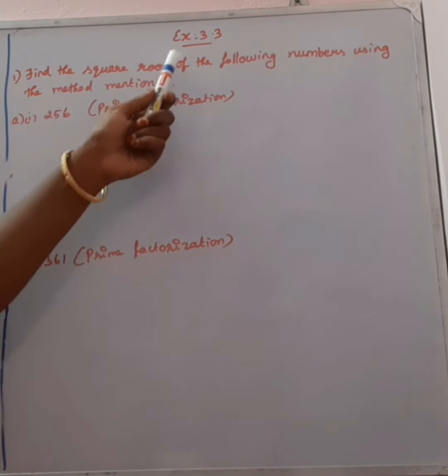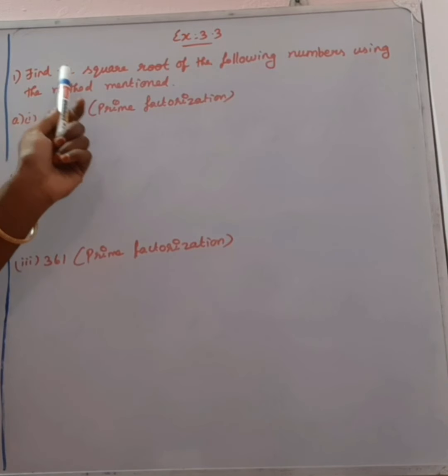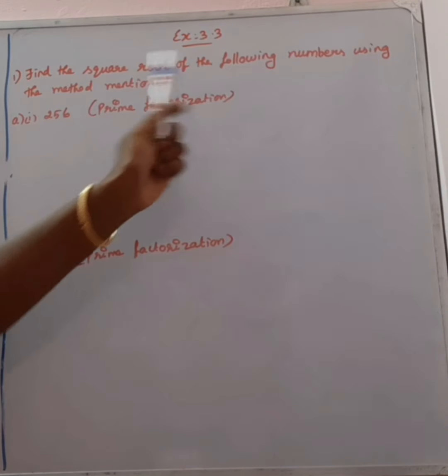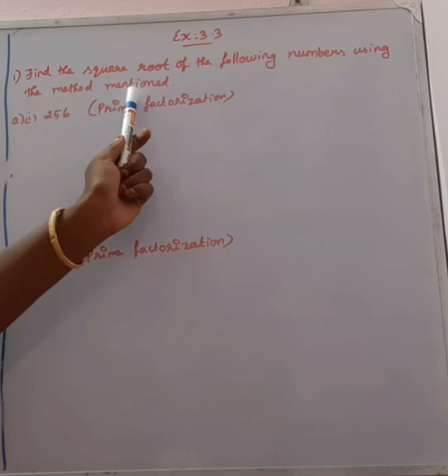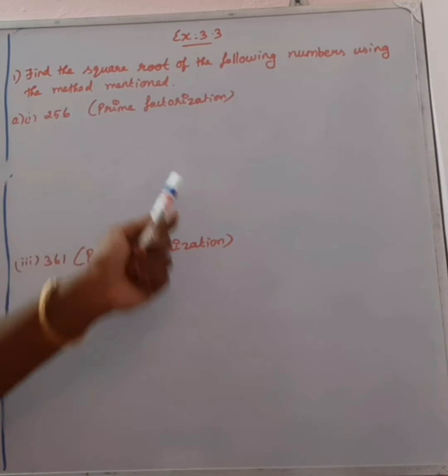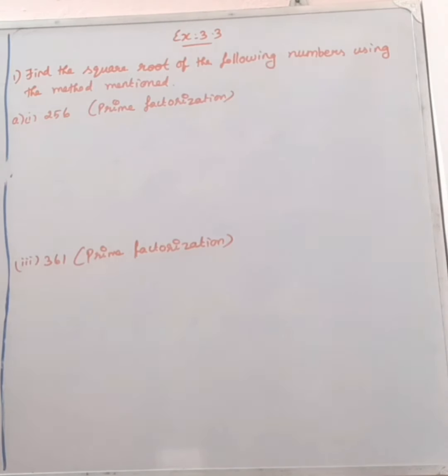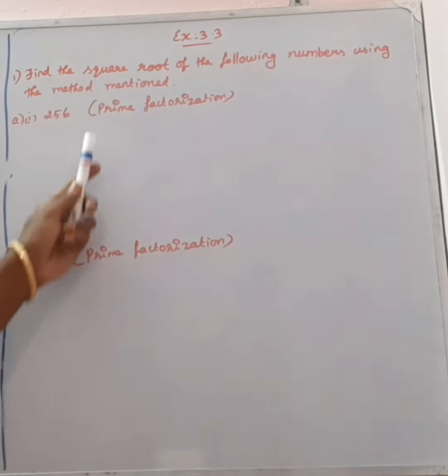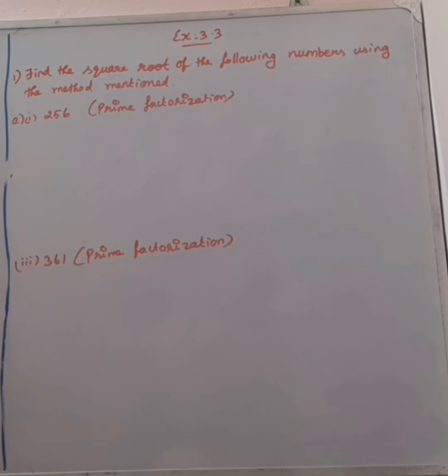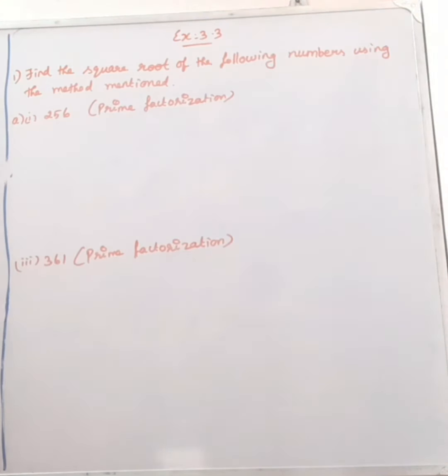Exercise 3.3. The first one is find the square root of the following numbers using the method mentioned. In the number itself they mentioned which method we want to follow. I already see the 4 methods, isn't it right? Prime factorization, estimation, repeated subtraction and long division. Here they are asking for prime factorization for these 2 sums. Okay, that is A sum. So let us see the first one.